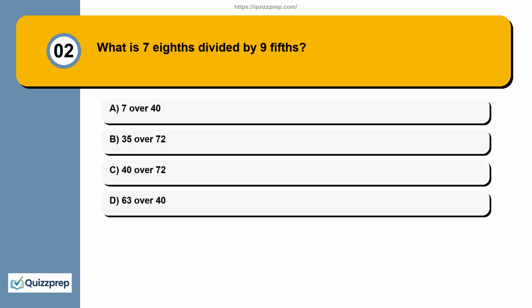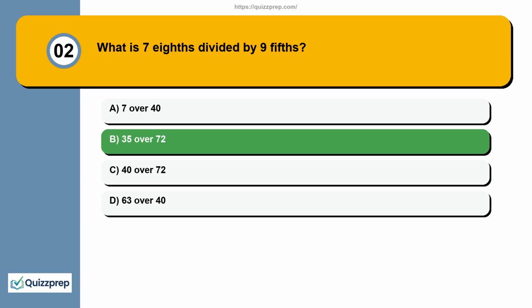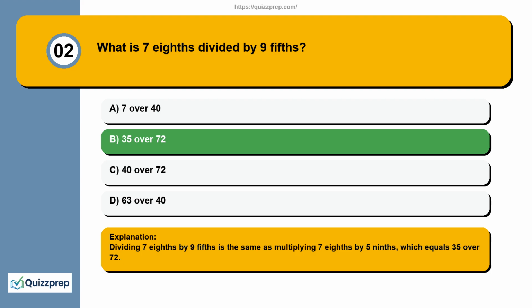Question 2. What is 7/8 divided by 9/5? 7 over 40, 35 over 72, 40 over 72, 63 over 40. Dividing 7/8 by 9/5 is the same as multiplying 7/8 by 5/9, which equals 35 over 72.